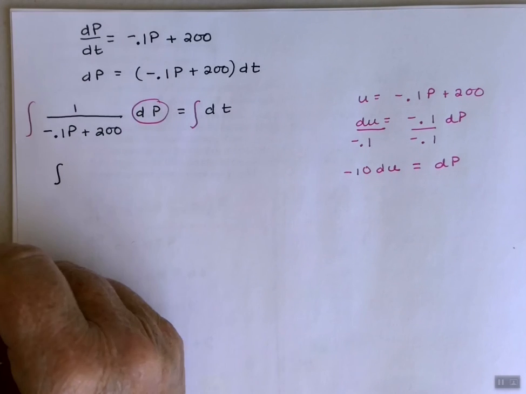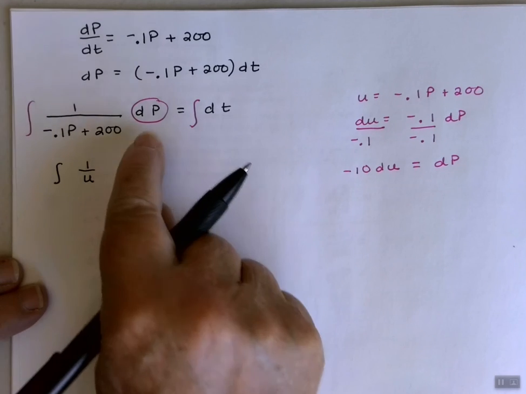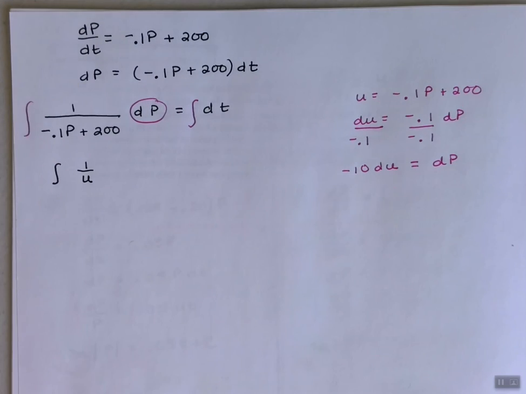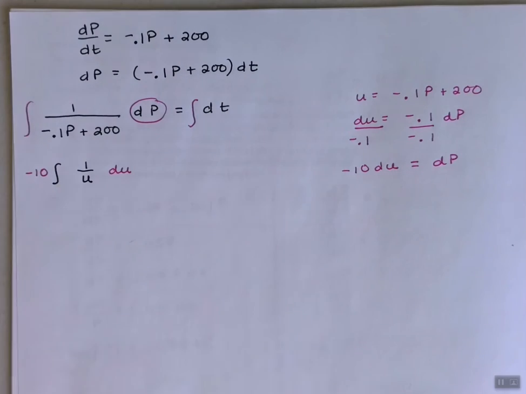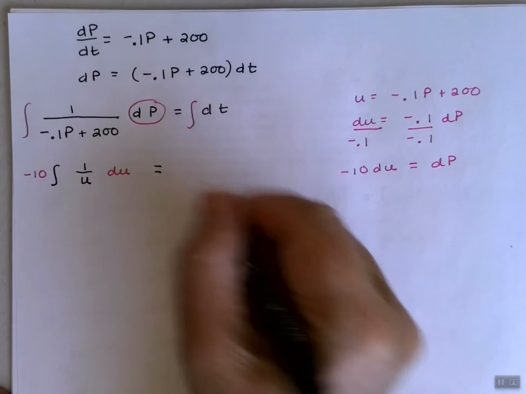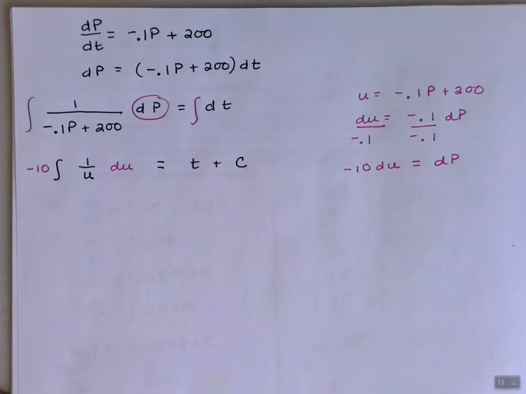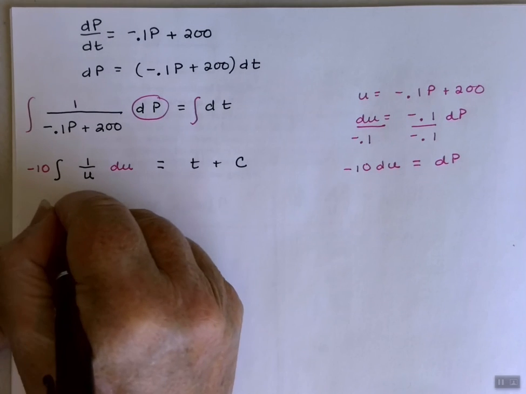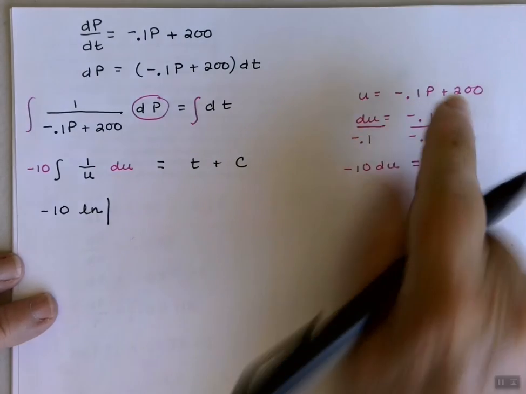So my integral becomes 1 over u, and again that dp, negative 10 du. The right-hand side's simple. Integral of 1 dt is just t, and we'll put our plus c over here. And then let's just go ahead and finish up this integral. That would be negative 10 times the natural log of u. I'll just go ahead and put the u back in there.